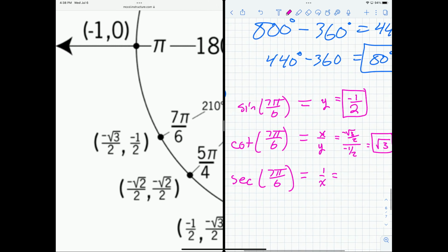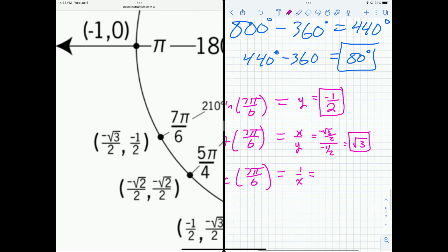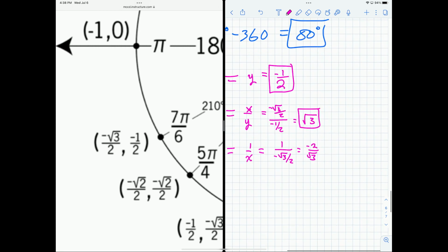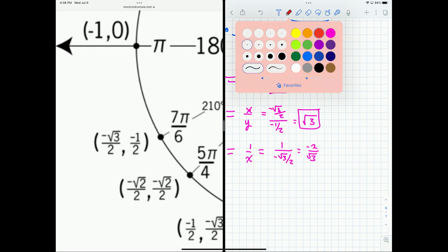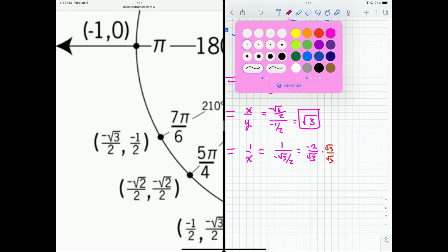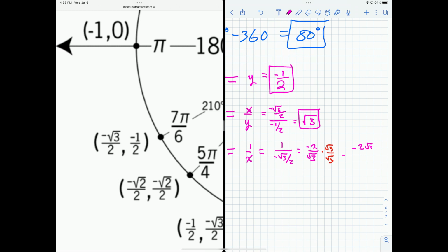And then what do we got? Secant. The secant is 1 over x, so that's 1 over negative root 3 over 2, which is negative 2 over root 3. And if you rationalize the denominator, as we've talked about, root 3 over root 3, then you get negative 2 root 3 over 3. Say 3 there as your answer. Now, that's how you're supposed to do them.